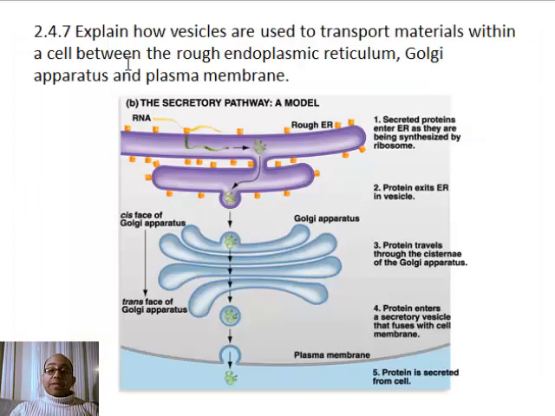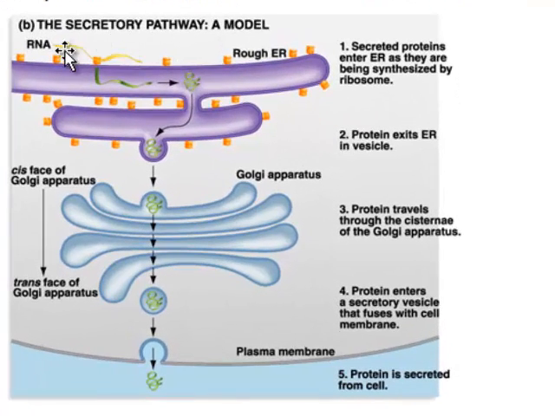In the next assessment statement, it talks about how vesicles are used to transport materials within a cell between the rough ER, Golgi, and the plasma membrane. So, here is the endoplasmic reticulum with the ribosomes on it. It's called the rough ER. Here's the plasma membrane, and in between is the Golgi apparatus.